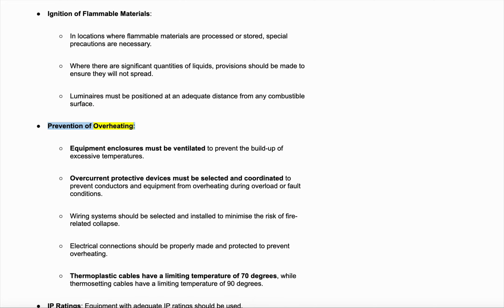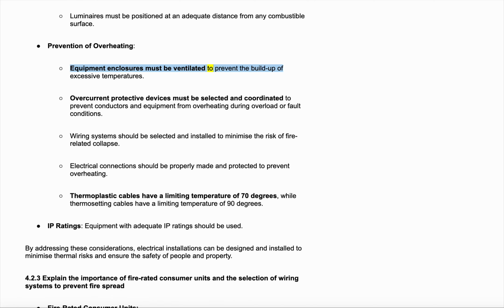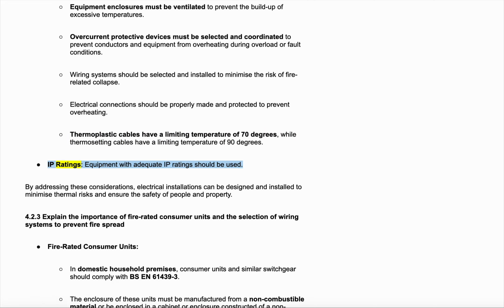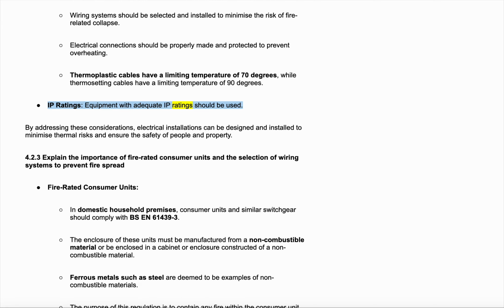Prevention of overheating. Equipment enclosures must be ventilated to prevent the buildup of excessive temperatures. Overcurrent protective devices must be selected and coordinated to prevent conductors and equipment from overheating during overload or fault conditions. Wiring systems should be selected and installed to minimize the risk of fire-related collapse. Electrical connections should be properly made and protected to prevent overheating. Thermoplastic cables have a limiting temperature of 70 degrees, while thermosetting cables have a limiting temperature of 90 degrees. IP ratings. Equipment with adequate IP ratings should be used.